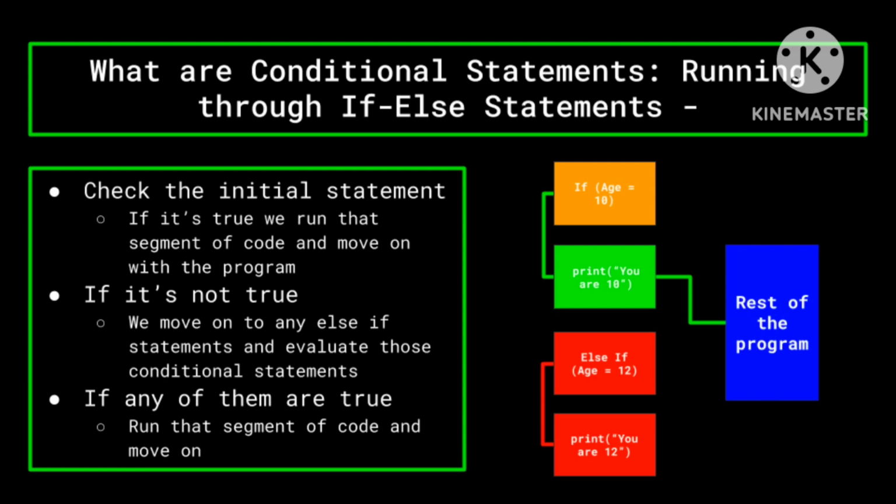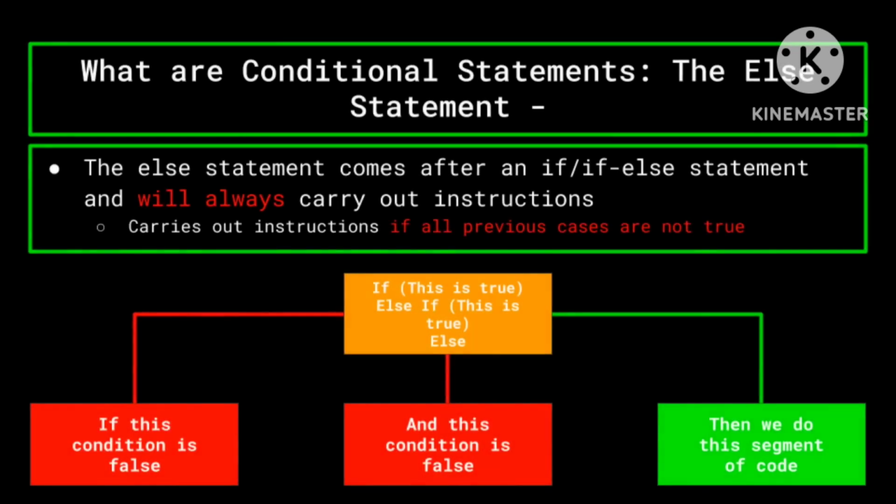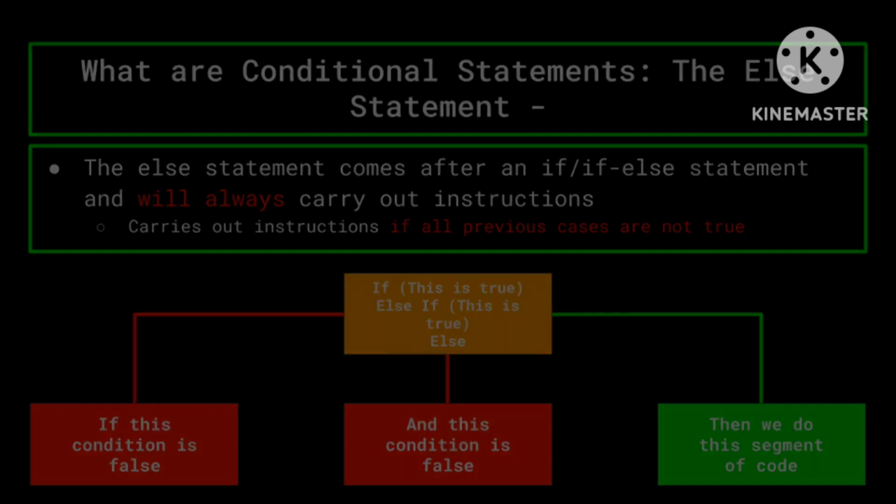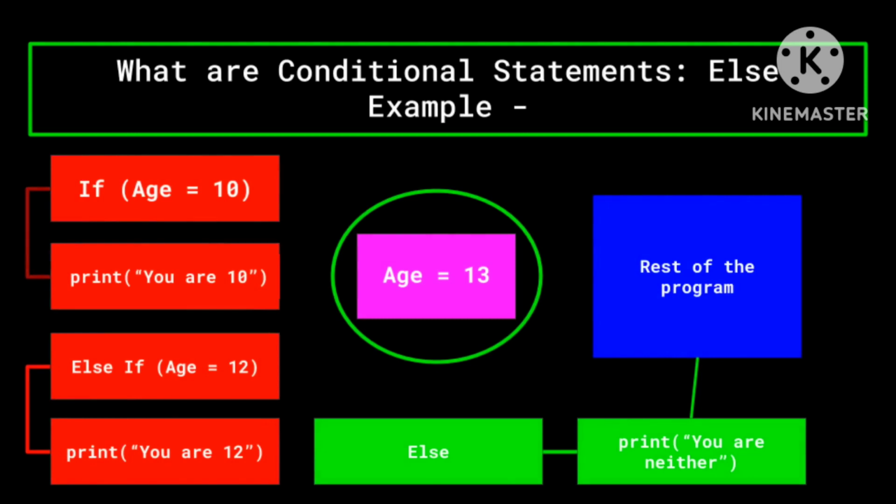Now that takes care of the else if statement, so now we'll move on to the else statement. The else statement, once again, comes after an if or an else if statement, and will carry out its instructions no matter what, as long as the preceding statement or statements are evaluated as false. If we went back to our previous program, we could have an else statement, which would only have the code in its brackets run if the age variable wasn't 10 or 12.